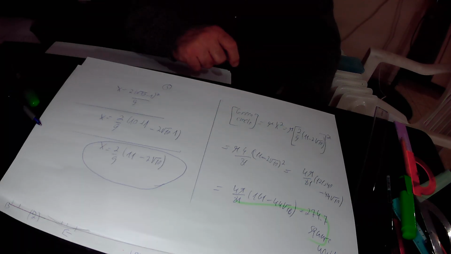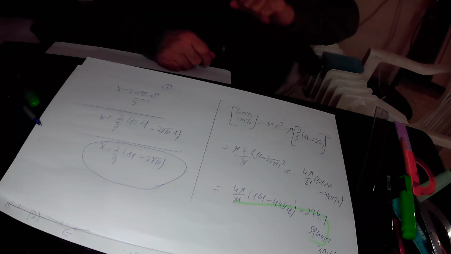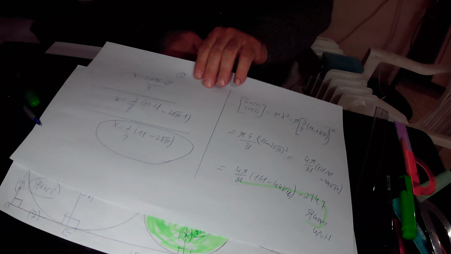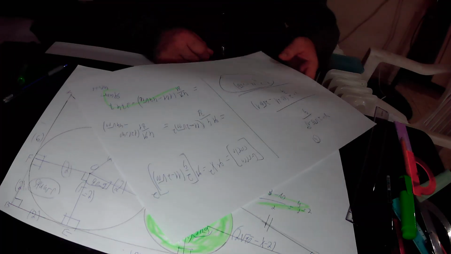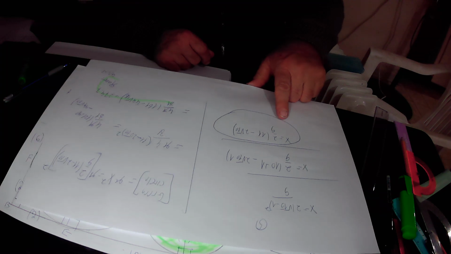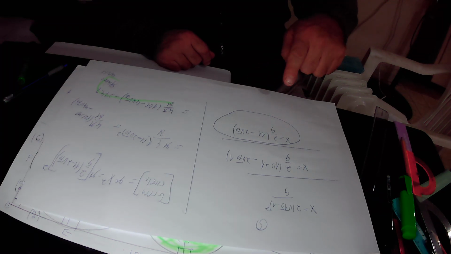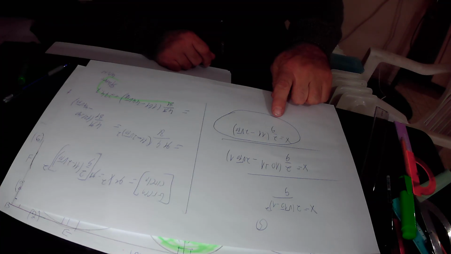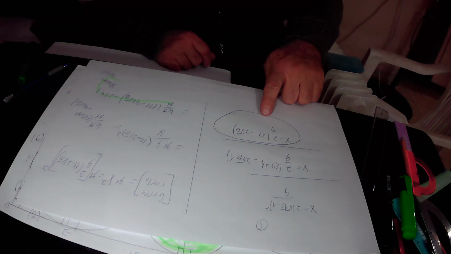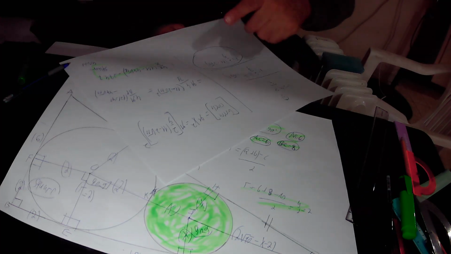Inside the bracket we have 11 minus 2 times square root of 10. So in total x equals 1 over 9, and 10 plus 1 is 11, minus 2 times square root of 10. Our task is to find out the area of this ring shape.